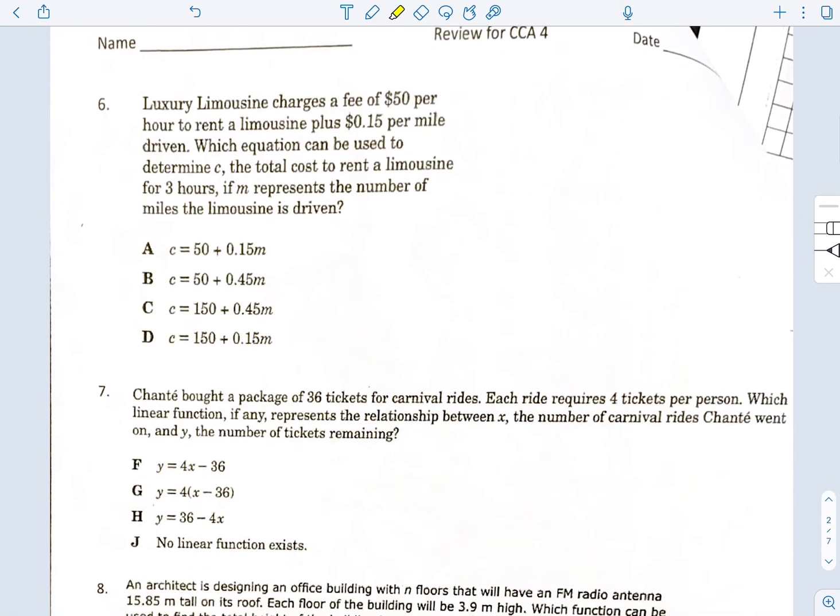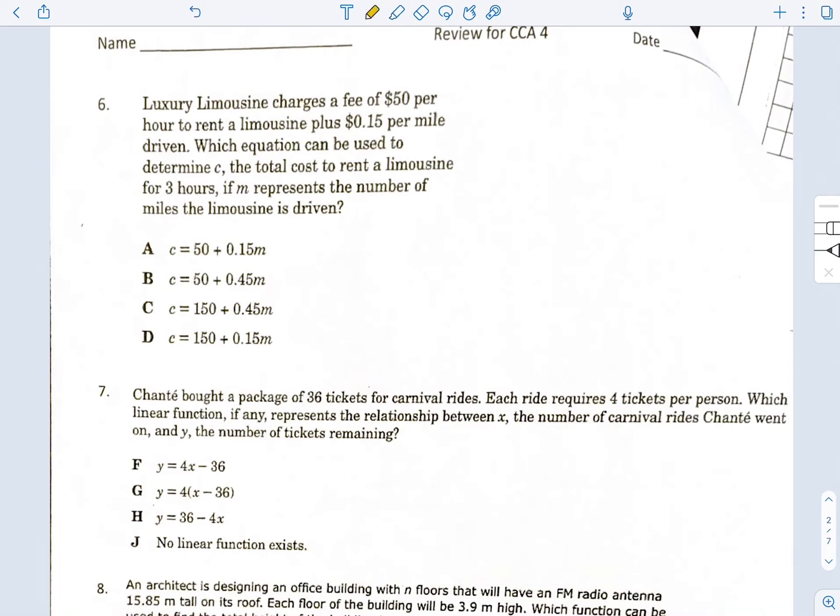All right, with number 6, it says a luxury limousine charges a fee of $50 per hour to rent a limousine plus 50 cents per mile driven. Which equation can be used to determine C, the total cost to rent a limousine for 3 hours, if M represents the number of miles the limousine is driven?